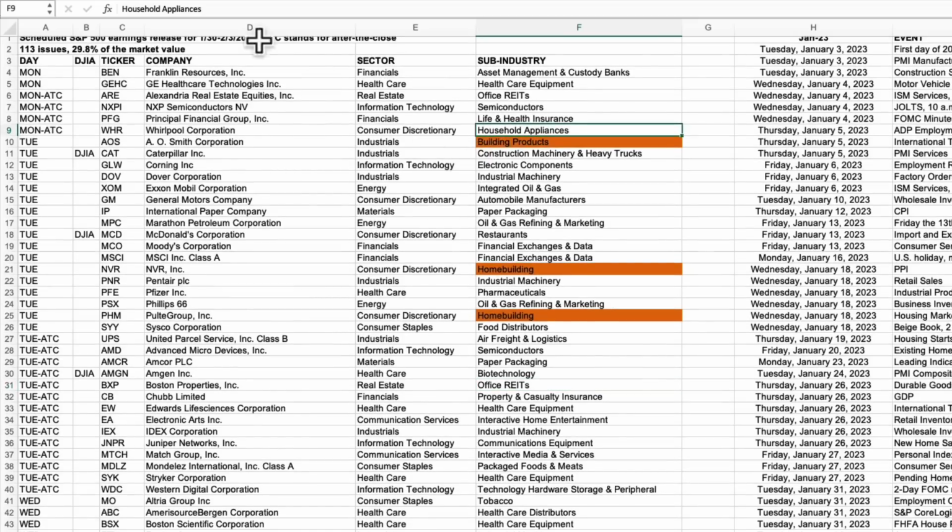Household appliances may be interesting to look at, because typically when a new house is built, appliances are added. So we'll see what Whirlpool has to say after the close on Monday. And then Tuesday morning you have A.O. Smith, you have building products there. I'm not too sure what they build, but there it is.